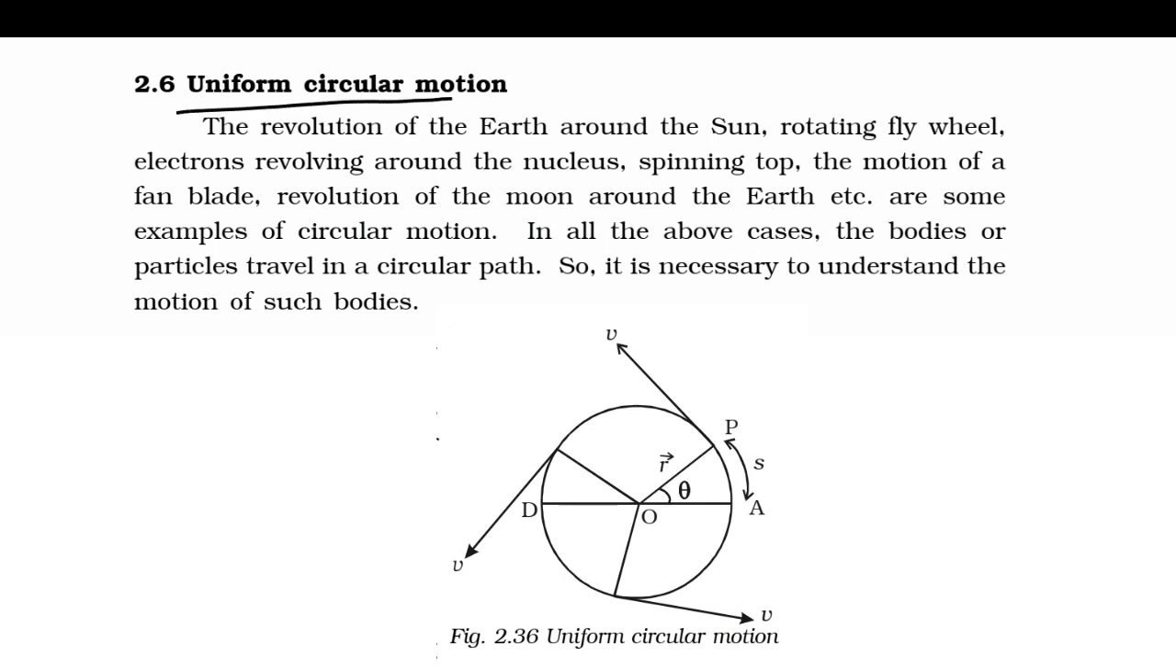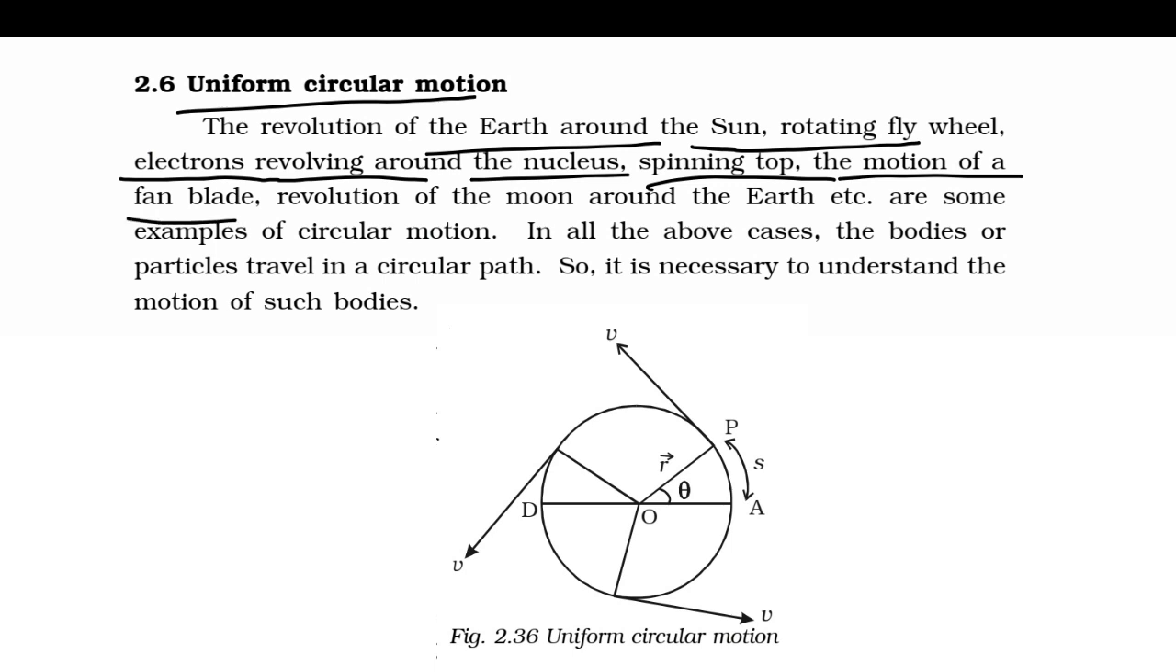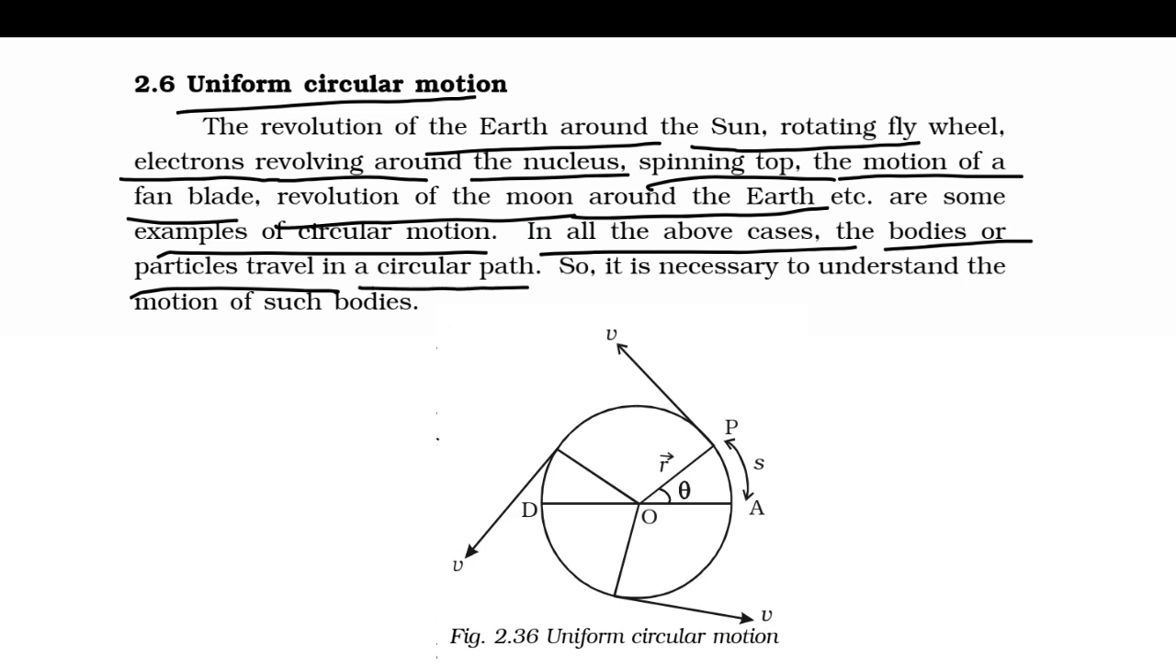Uniform circular motion. The revolution of Earth around the Sun, rotating flywheel, electrons revolving around the nucleus, spinning toys, the motion of a fan blade, revolution of the moon around the Earth, etc. are some examples of circular motion. In all the above cases, the bodies or particles travel in circular path. So, it is necessary to understand the motion of such bodies.